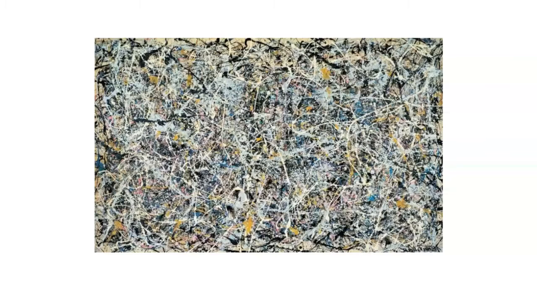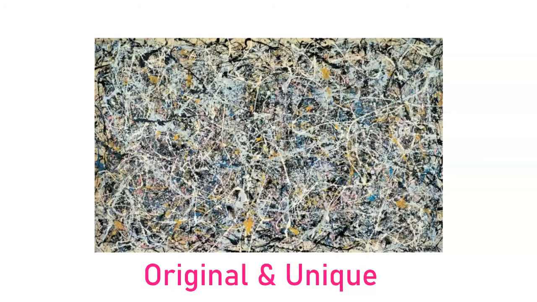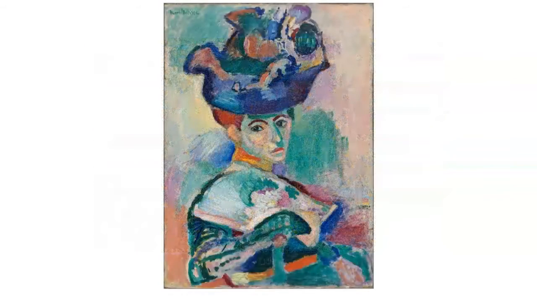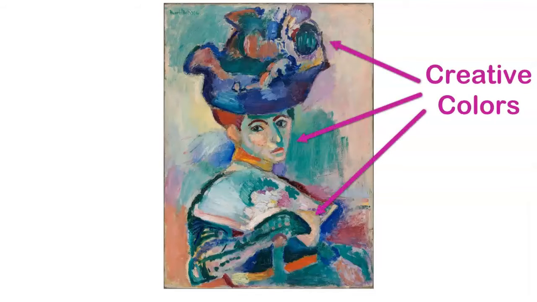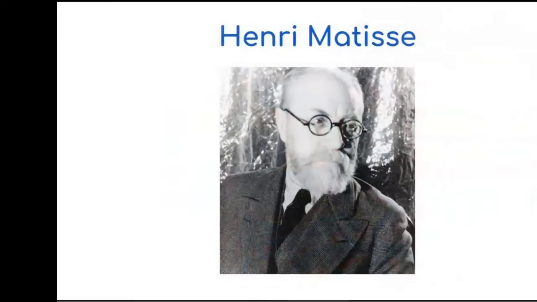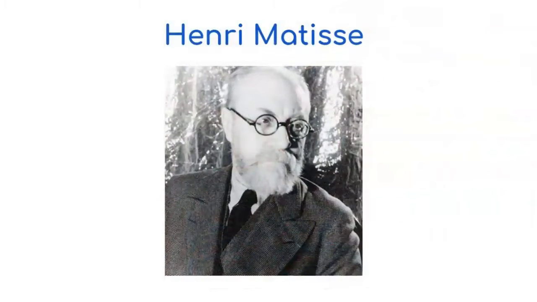They also pushed the boundaries of creativity and made original and unique works of art, like this abstract painting by Jackson Pollock. Let's go back to looking at this painting by Matisse. Look at how he creatively uses color. Today, we will take a closer look at Henri Matisse.